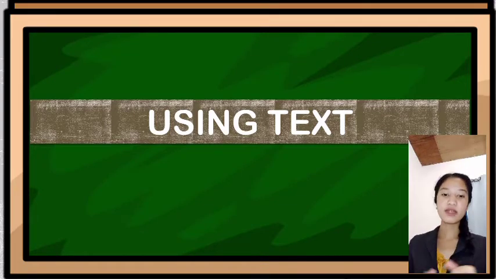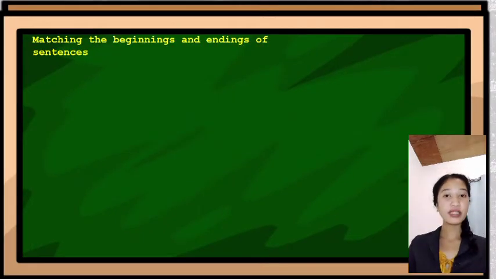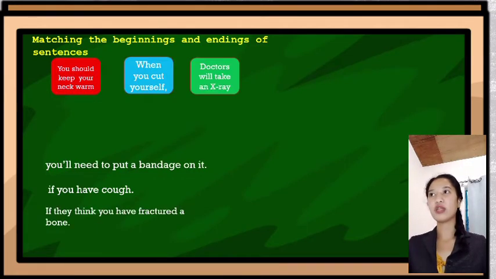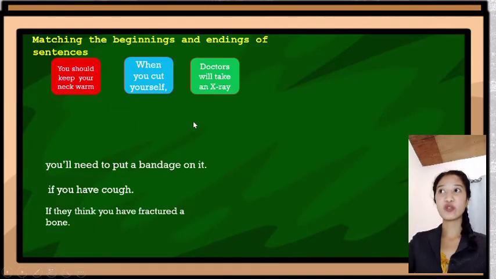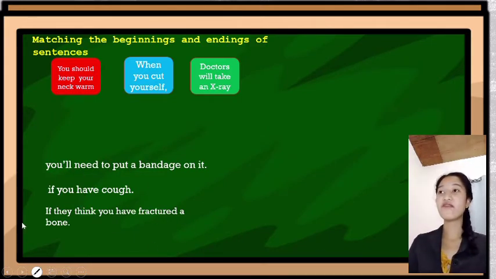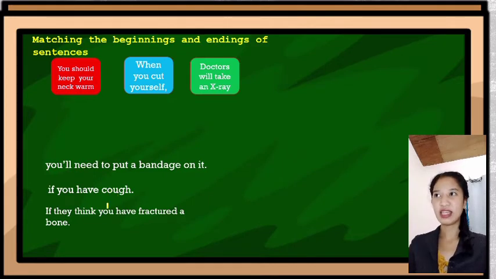Now, here are some different ways of teaching grammar using text. First is match the beginnings and the endings. As you can see in this example, there are colored boxes, and under them there are clauses which correspond to the three clauses inside the boxes. Inside the boxes are the phrases for the beginnings of the sentences, and below are the phrases for the endings of these sentences. So we're going to match which beginning fits which ending below. Now, let's figure it out together.